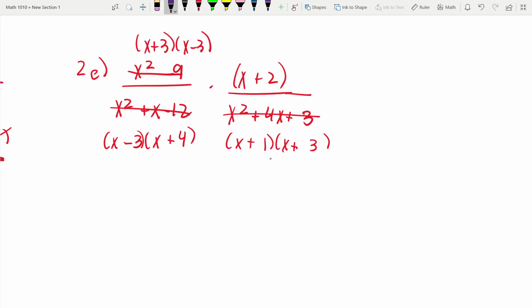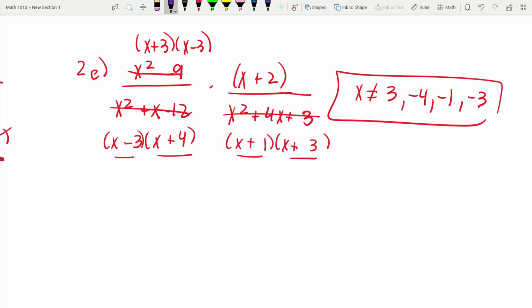I'm going to do restrictions. What can x not be equal to? The minus 3 gives me a 3. The plus 4 gives me a minus 4. The plus 1 gives me a minus 1. And the plus 3 gives me a minus 3. So those are my restrictions.